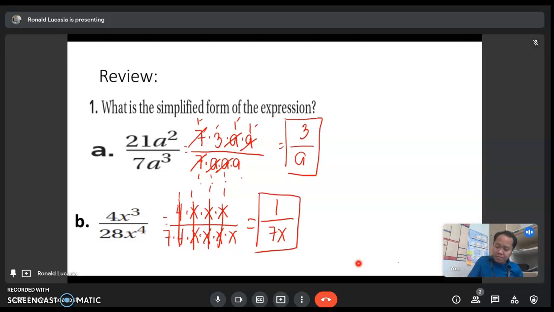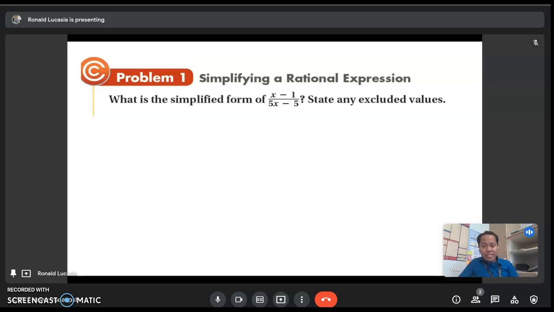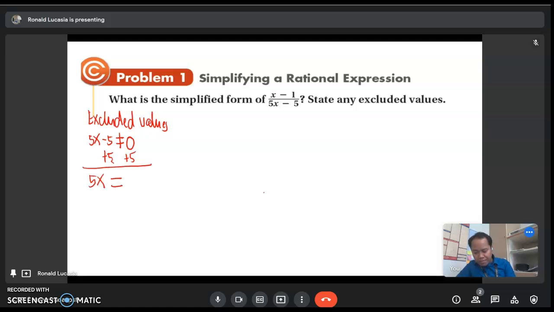Okay, so let's answer number 1. What is the simplified form of x minus 1 over 5x minus 5, and state any excluded value? Let's start with the excluded values. For the excluded values, just look at the denominator, 5x minus 5. That 5x minus 5 must not be equal to 0. So solve for x, add 5. So 5x must not be equal to 0 plus 5, that's 5, divided by 5. So x must not be equal to 1.